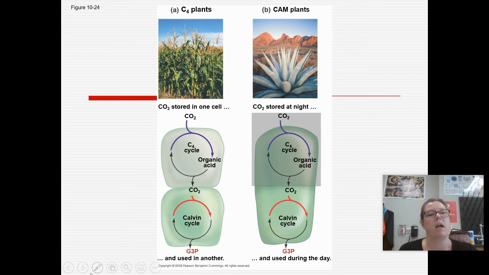And then this is showing them side by side. Here's C4, creating this cellular isolation of carbon fixation and the Calvin cycle. Here, what you have is temporal isolation. You're fixing carbon in the same cell in CAM, but you're fixing carbon at a different time from when you're actually going to be using it. This little dark panel indicates you're fixing carbon at night, and then you're using it during the day. And those are the alternate pathways of how photosynthesis can take place.